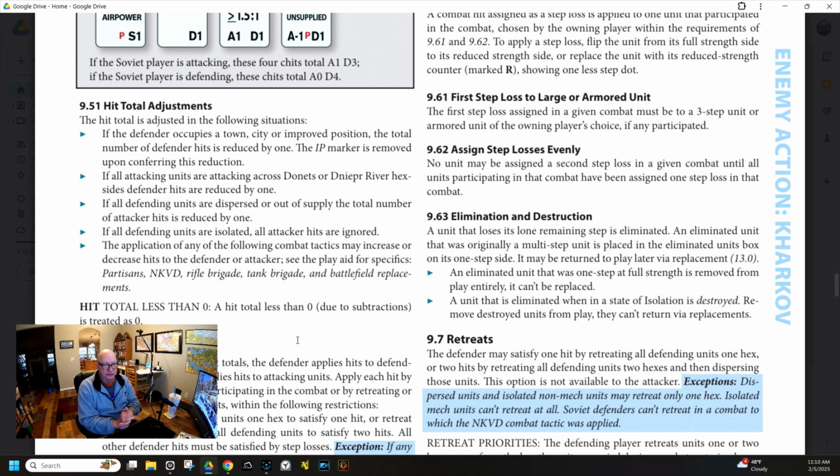So, hit total adjustments. The hit total is adjusted in the following situations. If the defender occupies a town, city, or improved position, the total number of defender hits is reduced by 1. The IP marker is removed upon conferring this reduction. If all attacking units attack across the Donets or the Dnieper River hex sides, defenders' hits are reduced by 1. If all defending units are dispersed or out of supply, the total number of attacking hits is reduced by 1.